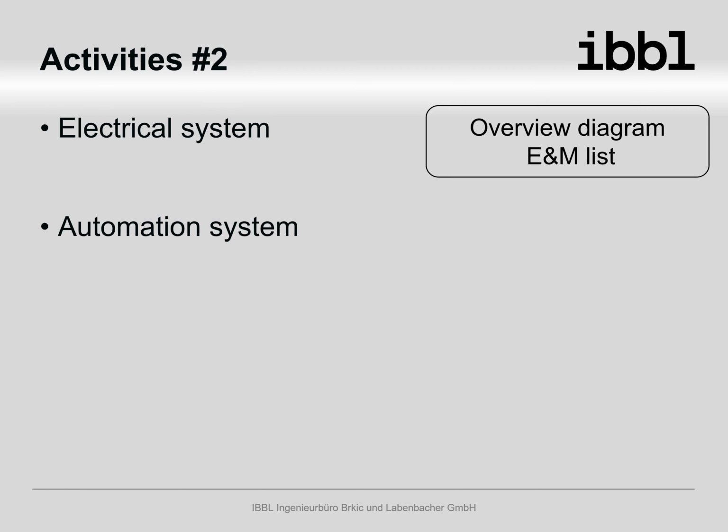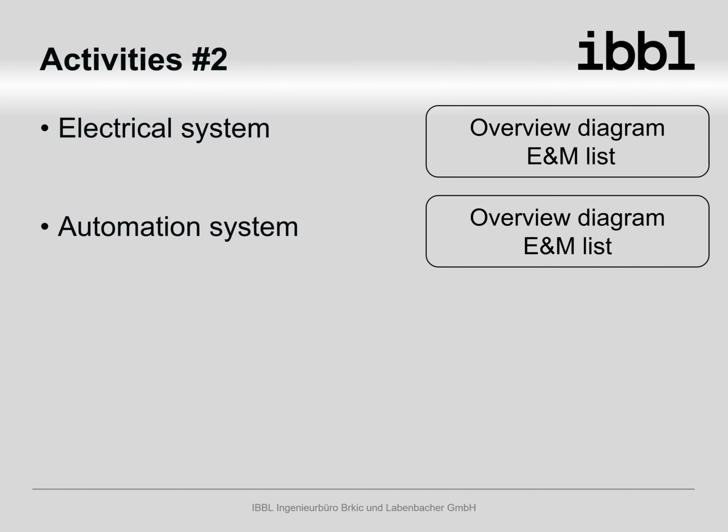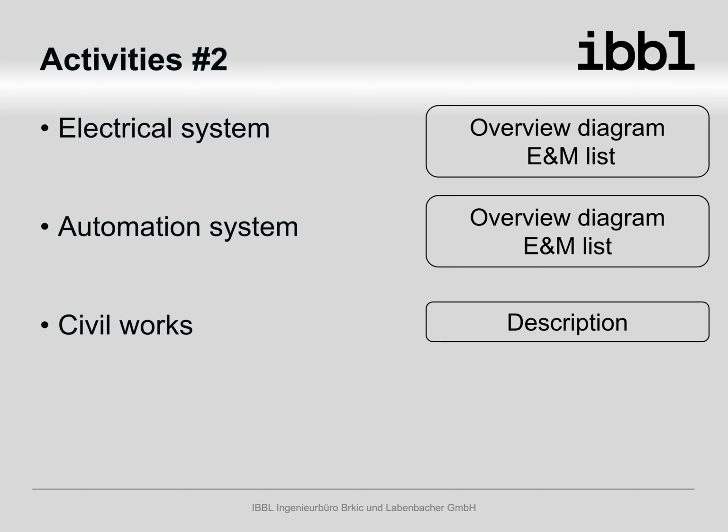The plant automation concept has to be established. The systems are presented in the form of an overview diagram as well as equipment and materials list. The available data like plant layout, general arrangements and load data as well as information about soil and ambient conditions serve as basis for the conceptual civil design. Typically, the civil works at this stage are represented by a technical description.